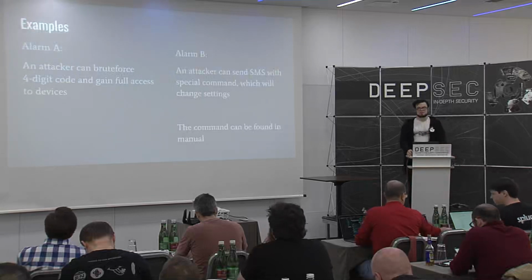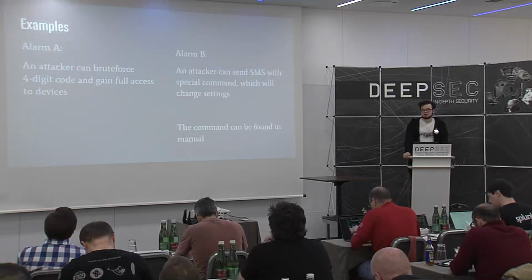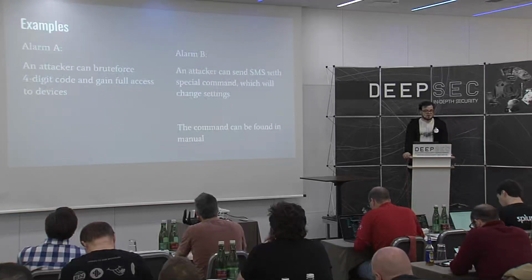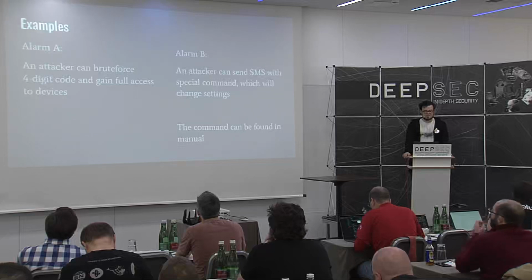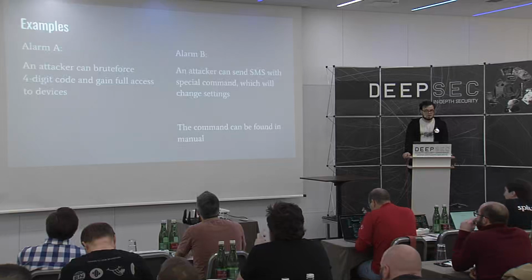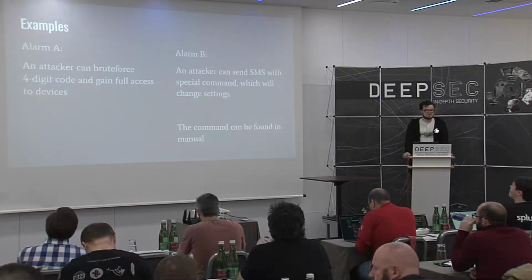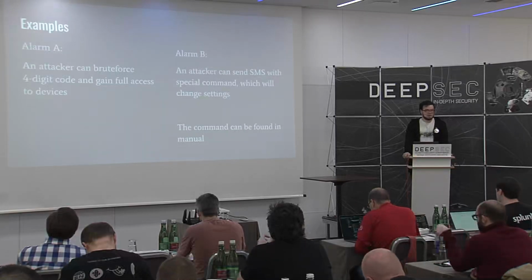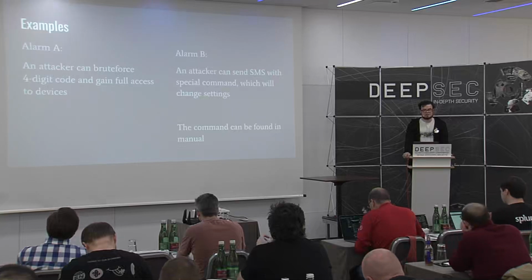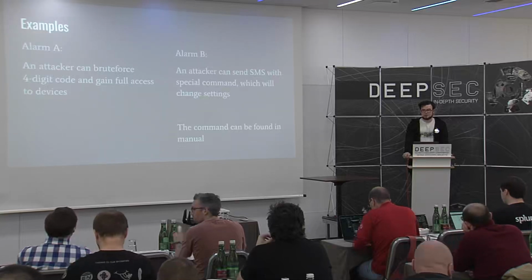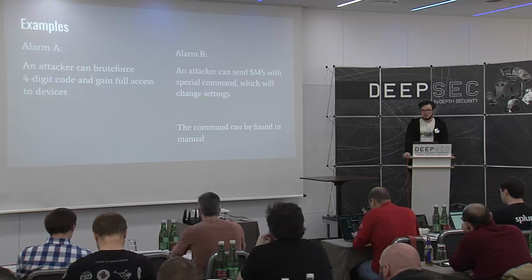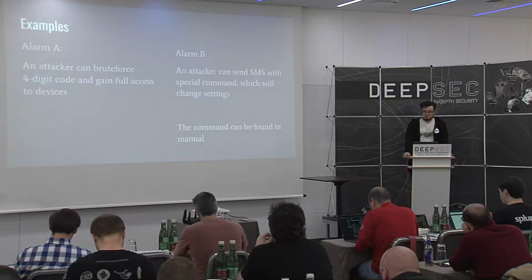And now I will present some examples of vulnerabilities in these devices. For example, in device A from AliExpress, an attacker can just brute force the 4-digit code and gain full access to the device. He can switch on the device, he can switch off the device, he can change the master phone number, and for example, it is enough to add this device to the botnet.